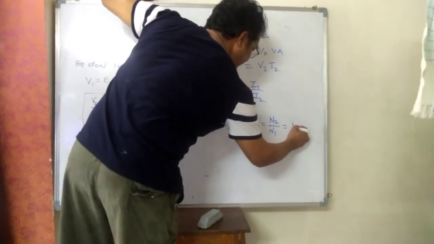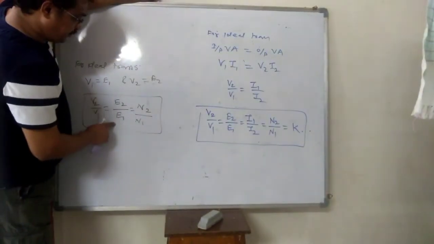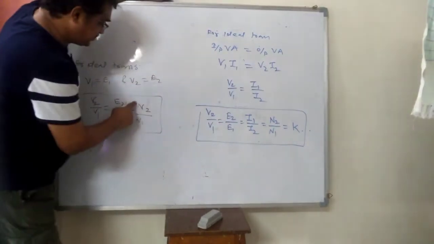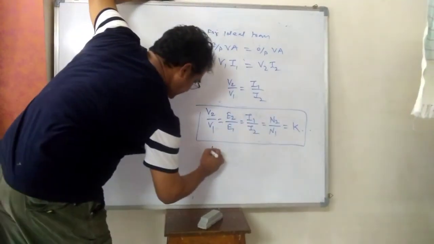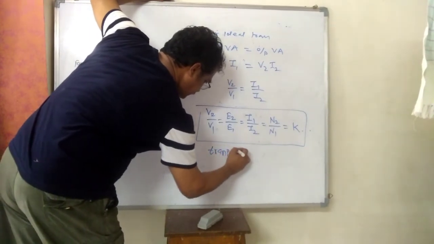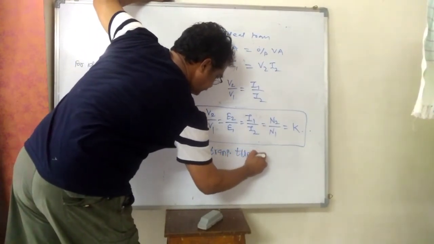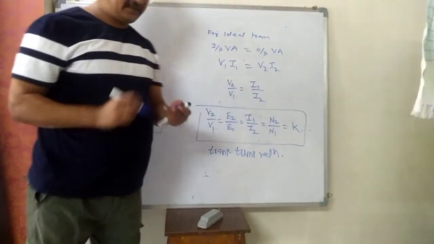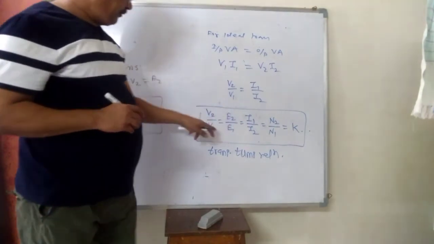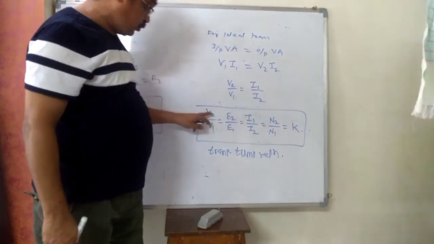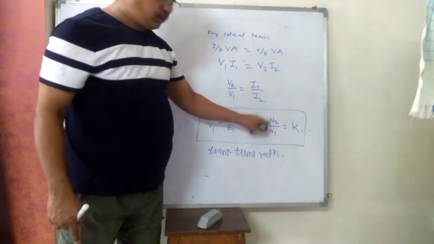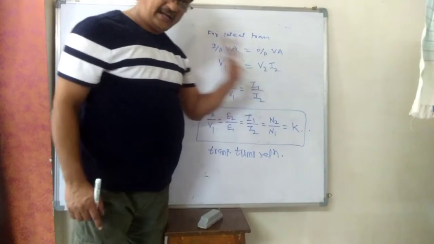Suppose N2 by N1 I am indicating as K. V2 by V1 is equal to E2 by E1. V2 by V1 is equal to I1 by I2, and that is equal to N2 by N1. This is known as the transformer turns relation. Very important. Keep in mind, this will be useful in next articles. V2 by V1 is equal to E2 by E1, but for current it is reverse, I1 by I2. Again N2 by N1, which I am representing as K.